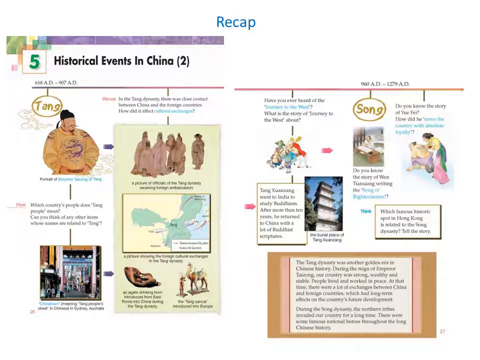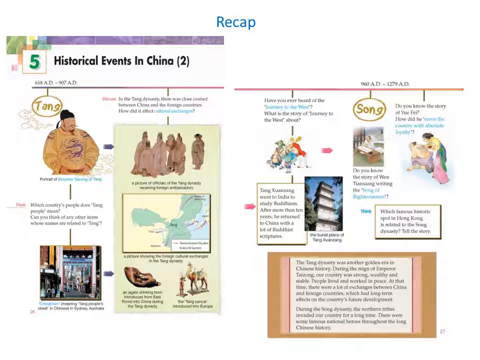Before we proceed further, let's recap the last lesson. In the last lesson, Unit 5, we looked at the Tang and the Song dynasties. By this, we understand the historical meaning of heritage. What is heritage? And we can study Chinese history through timeline and other information.